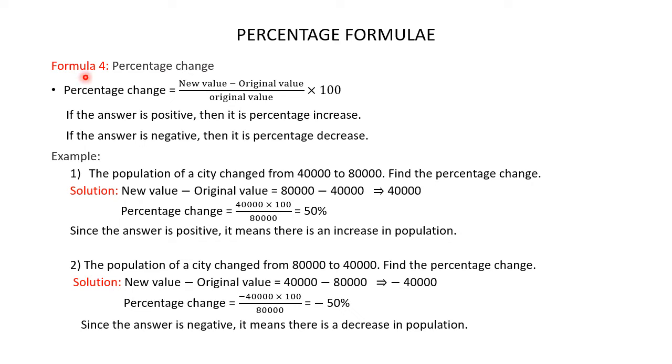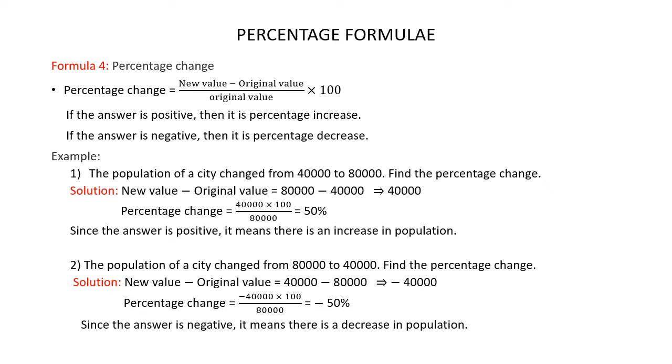Formula 4 helps us to calculate percentage change. The formula is percentage change is equal to new value minus original value divided by original value multiplied by 100. If the answer is positive, then there is a percentage increase. If the answer is negative, then there is a percentage decrease. Let's understand this with examples.